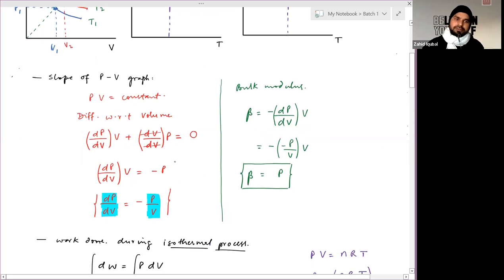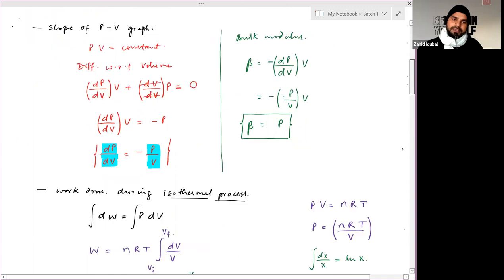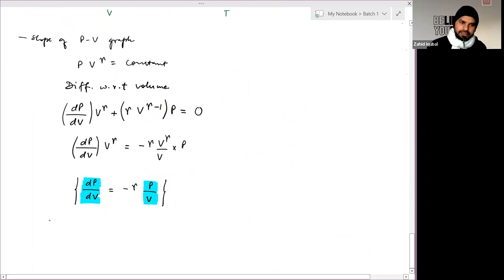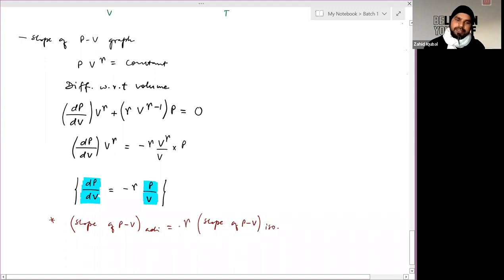This is in case of isothermal: dP by dV is just equal to minus P by V. But in case of adiabatic, we have dP by dV is minus gamma times P by V. So we can say the slope of the P versus V graph for adiabatic is gamma times the slope for isothermal. That's why the adiabatic curve is steeper as compared to the isothermal curve.